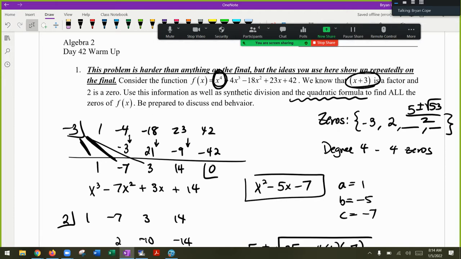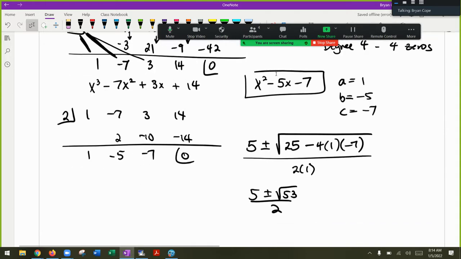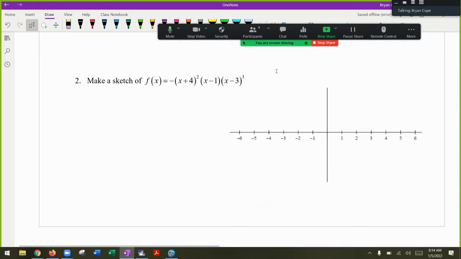Make sense? Questions? I'll give you another one of these on the back when we're done with this whole warm-up, okay? Let me give you some hints on 2, and I want you to try it on your own. Make a sketch of this. I want to have you notice 3 things.